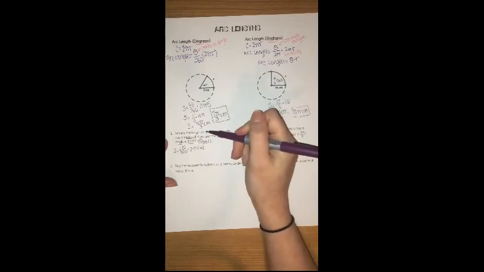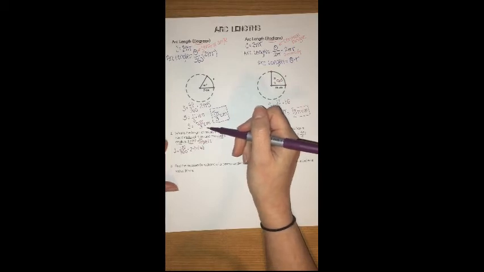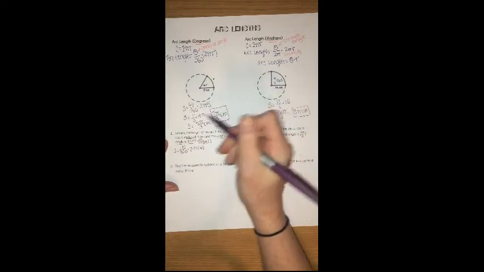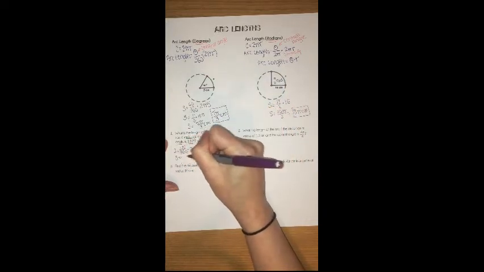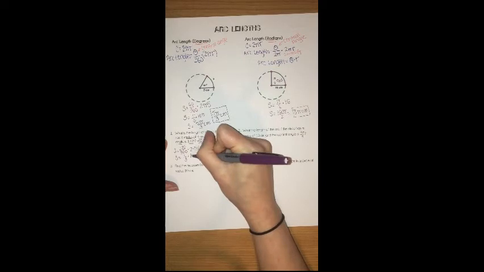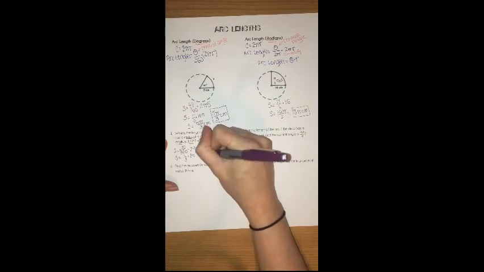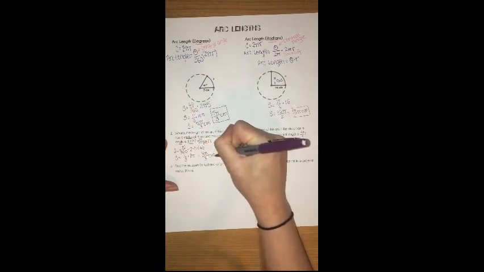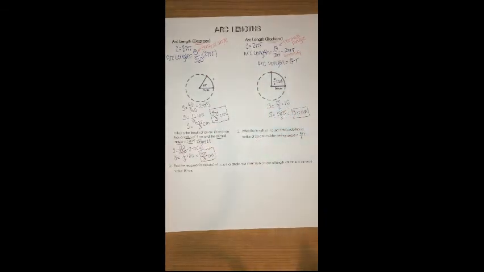Okay, so 120 out of 360 simplifies to 1/3. So that's 1/3 times 8 pi. All right, well, 8 pi times 1 is just 8 pi, and we keep our 3. So that's just 8 pi over 3 centimeters.